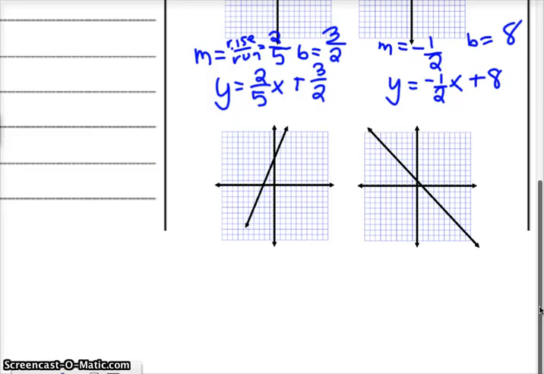Next one, same strategy. I want my m, I want my b. Looks like my y-intercept is 5. And my slope, it looks like, is up 2 over 1. I went up 1, 2, and I went over 1. 2 over 1 is just 2. So y is equal to your slope times x plus 5.